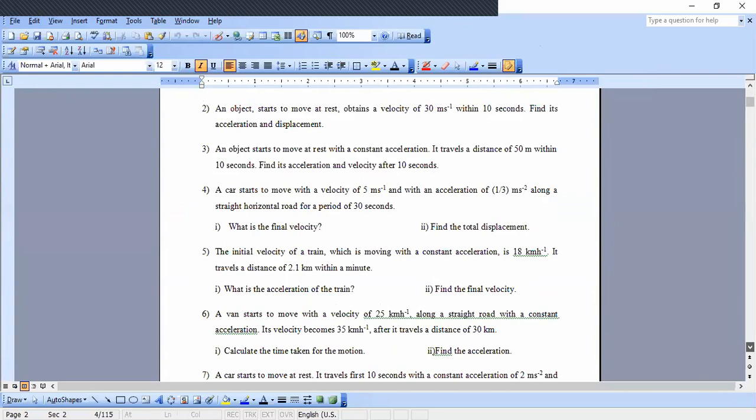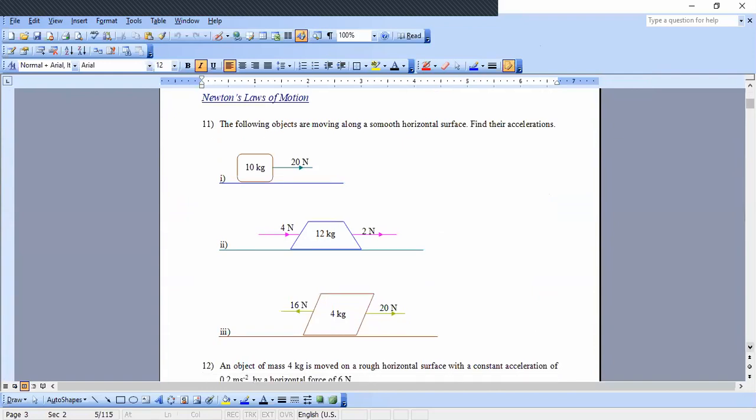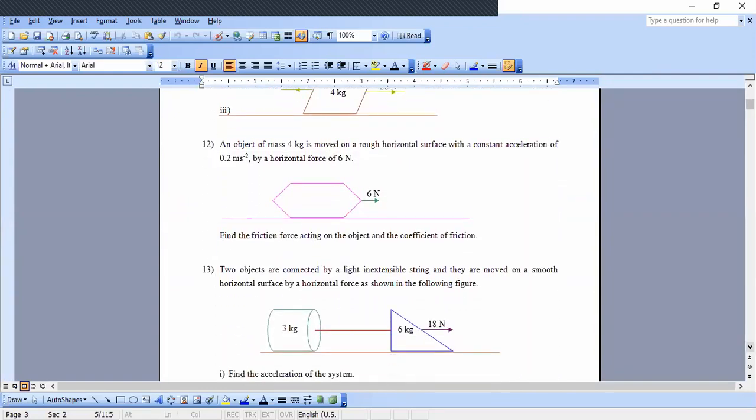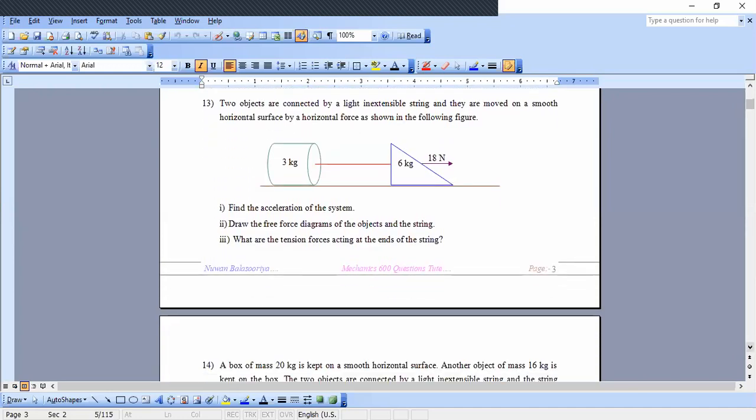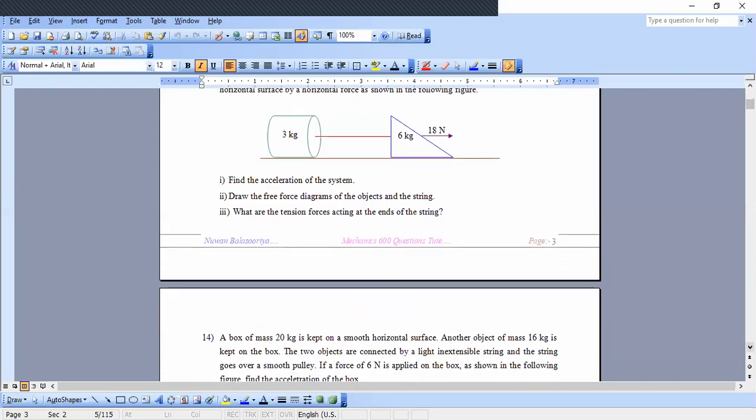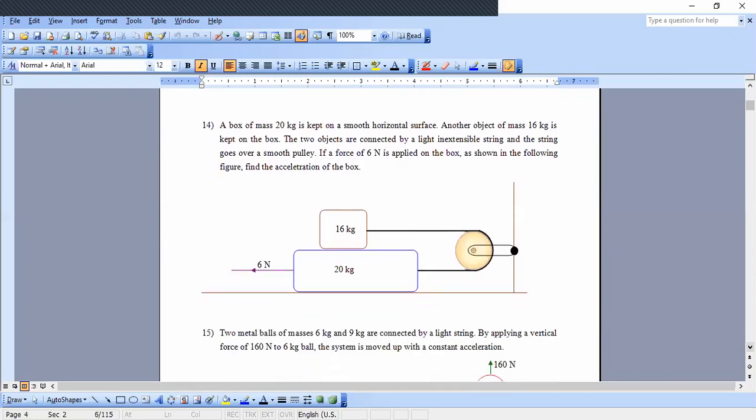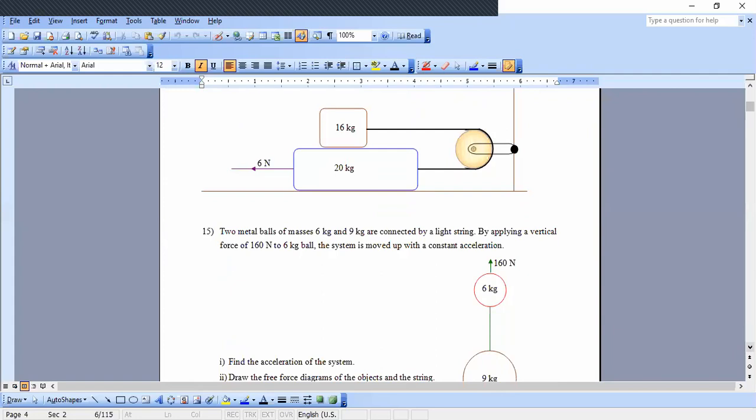Then we completed question number 11 and question number 12, 13, 14, 15.